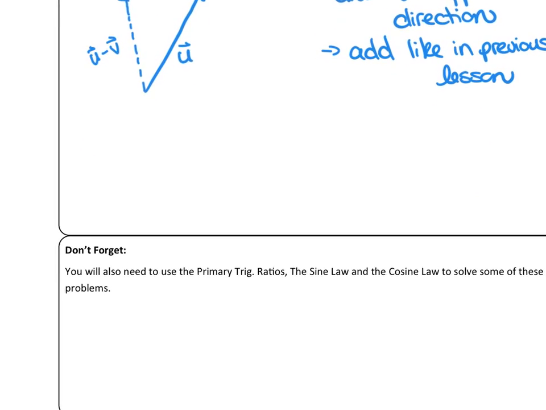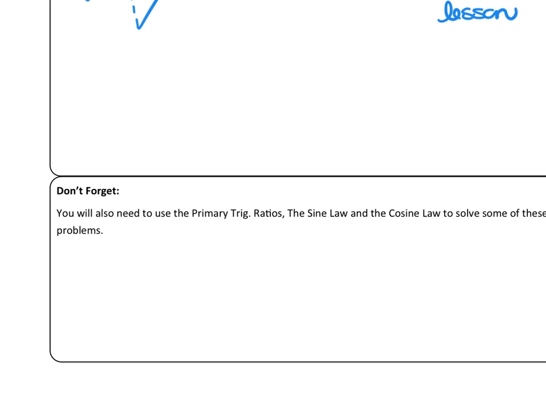I have on the bottom, don't forget, you also need to use the primary trig ratios, the sine law, and the cosine law to solve some of these problems. So use those if you need to, but that's pretty much it. That is subtracting vectors. Just remember to put that second vector in the opposite direction.